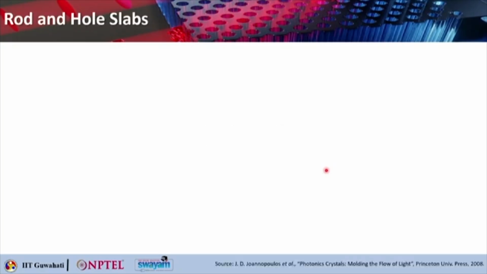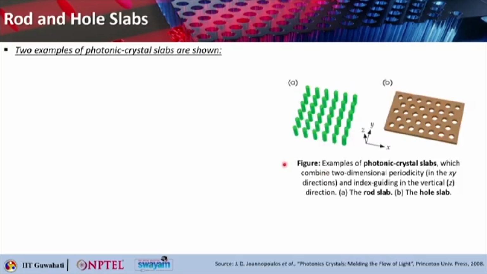So let us take up these hole and rod slab arrays in more detail. Here are 2 examples of photonic crystal slabs. Once again, they have two-dimensional periodicity. So there is a 2D band gap along x and y, and in the vertical or z dimension there is a finite thickness, and there index guiding helps keep the light confined within the slab itself.